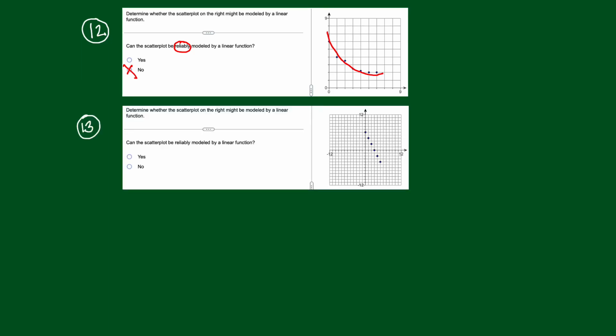Now, what about in 13? Compare 13 to 12. Look at these points here. These points look to me like they could lie on a straight line or really close to a straight line. And that's the question. Determine whether the scatter plot can be modeled by a linear function. What do you think? Reliably? I think so. I think these points lie really close to or exactly on a straight line. So I'm going to say yes.